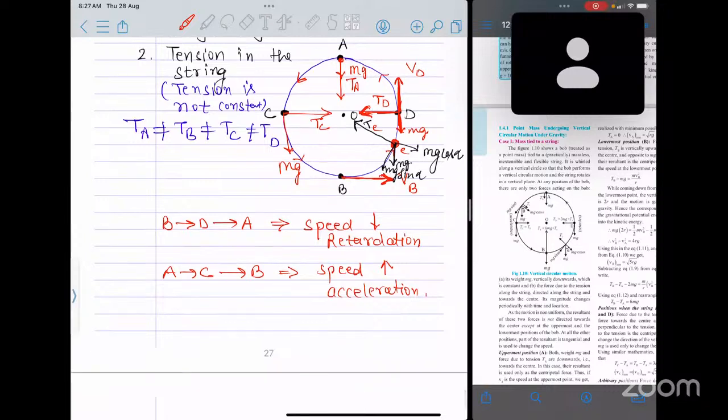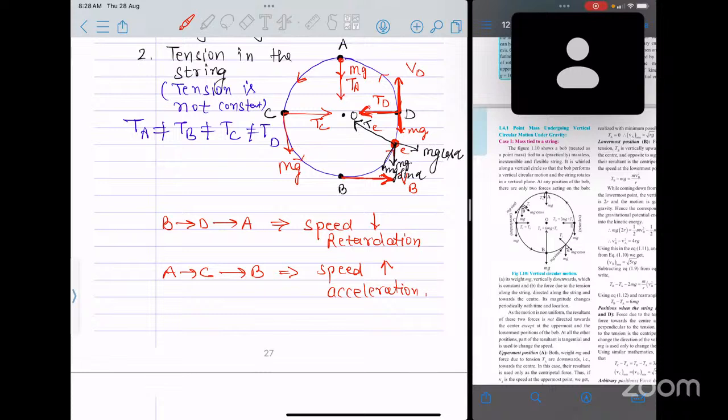So from point B to point D, speed will decrease. From point D to point A, again speed will decrease, which means from point B to point A there will be retardation. From point A to point C, speed will increase, and from point C to point B, speed will further increase. So in this case, from A to point B, speed is increasing. In this section of the circular motion, we will have acceleration.